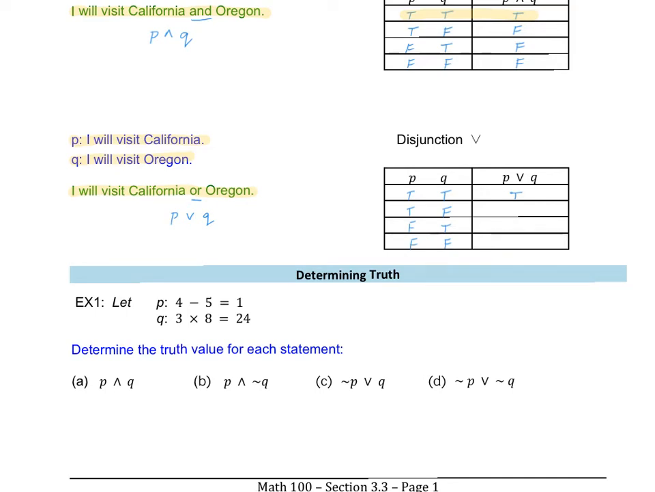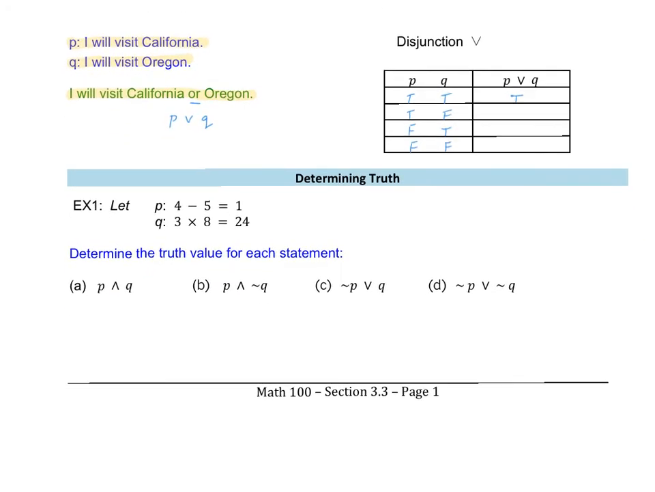Let's say I have a true, false. Gonna visit California, not gonna visit Oregon. So the statement "I will visit California or Oregon" is true. False, true: not gonna visit California, gonna visit Oregon. So the statement is still true. False, false: I'm not gonna visit California, I'm not gonna visit Oregon. So the statement "I will visit California or Oregon" is false.